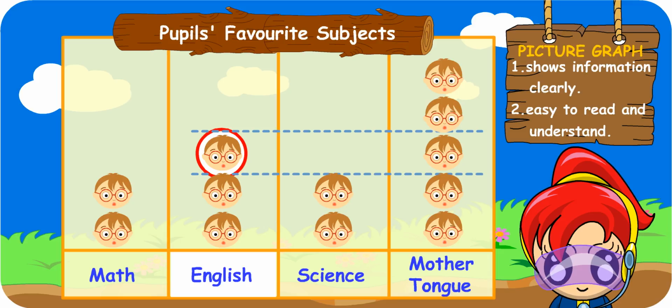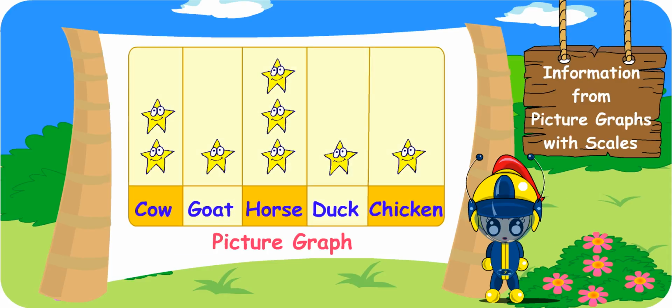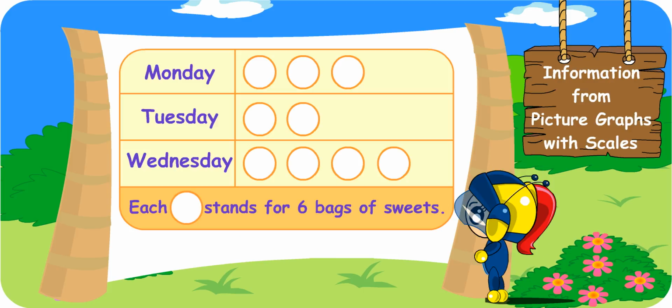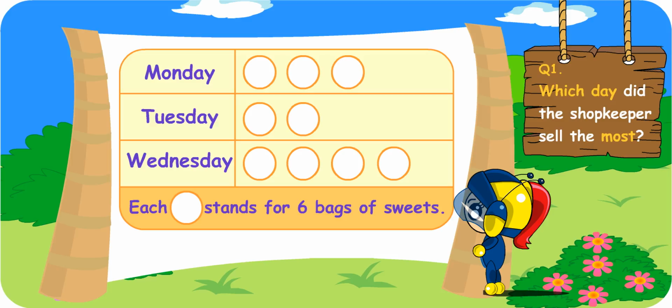Indeed it does. You have shown that you can read a picture graph without a scale. This time, I will give you something harder. Okay, teacher. I am willing to try. This graph shows the number of bags of sweets a shopkeeper sold on Monday, Tuesday, and Wednesday. From the graph, can you tell me on which day the shopkeeper sold the most bags of sweets? It was on Wednesday as there are the most circles in that row.